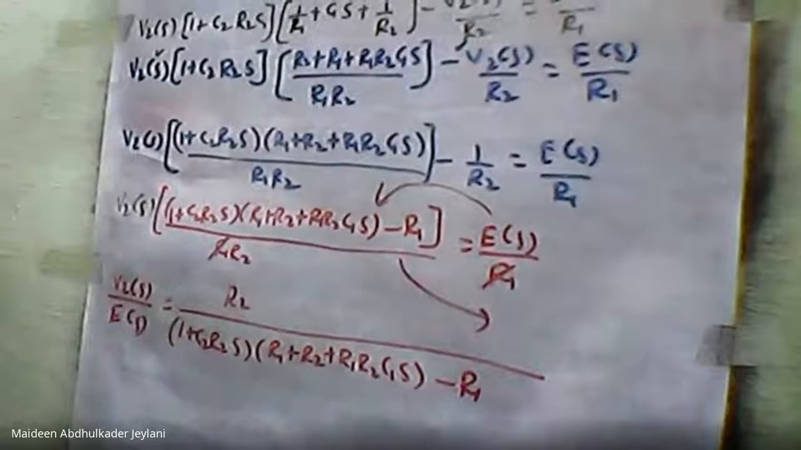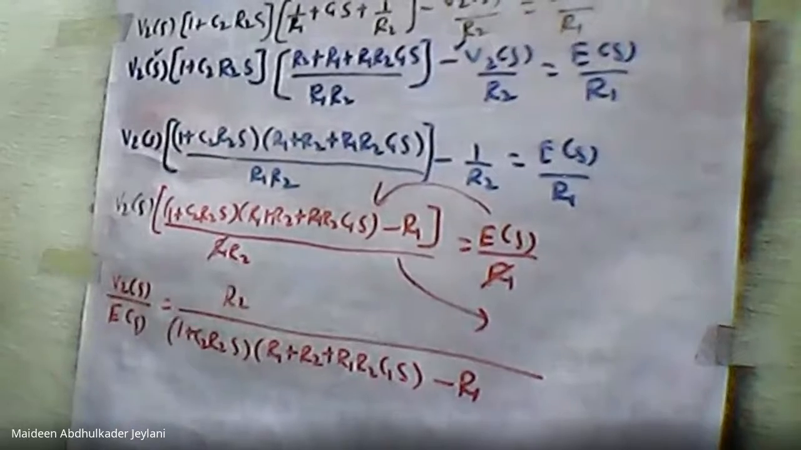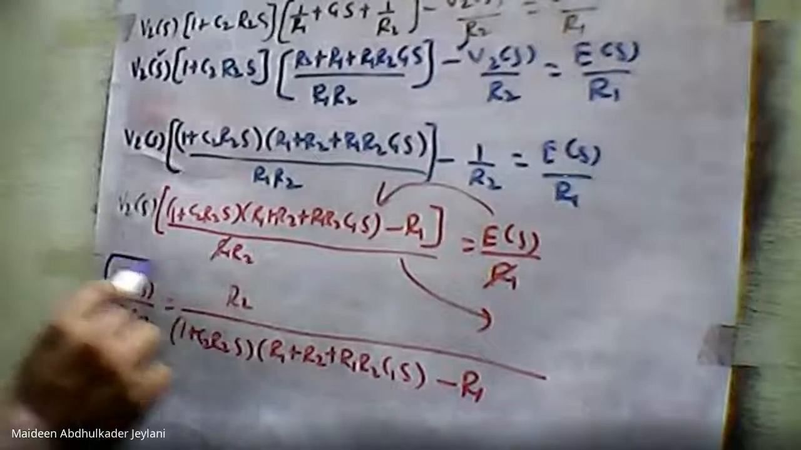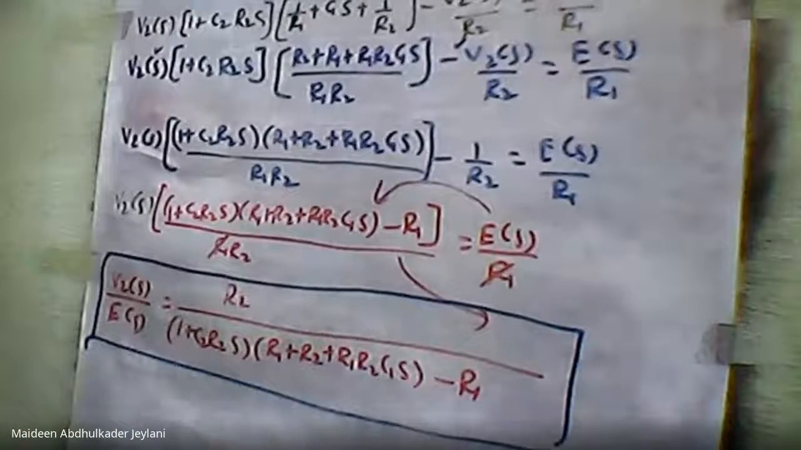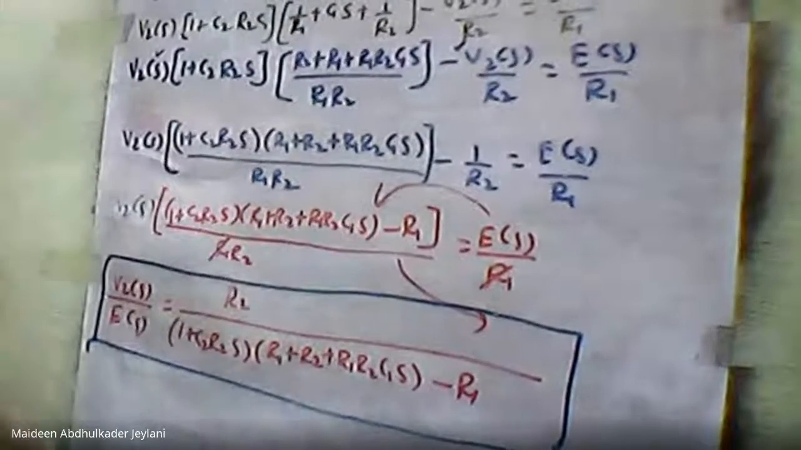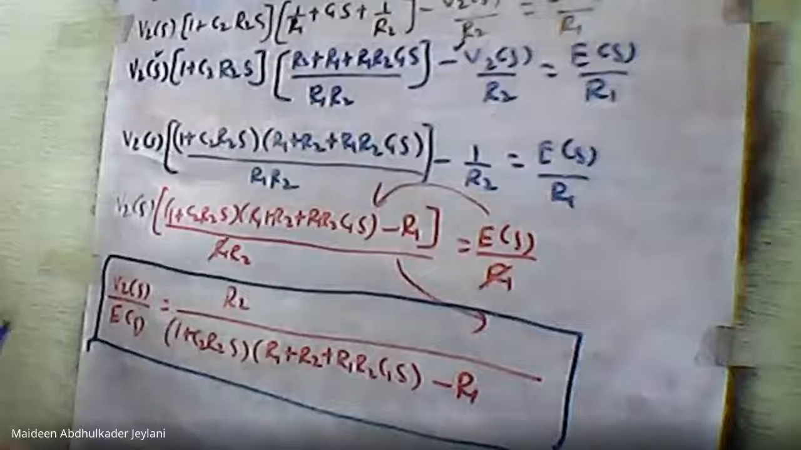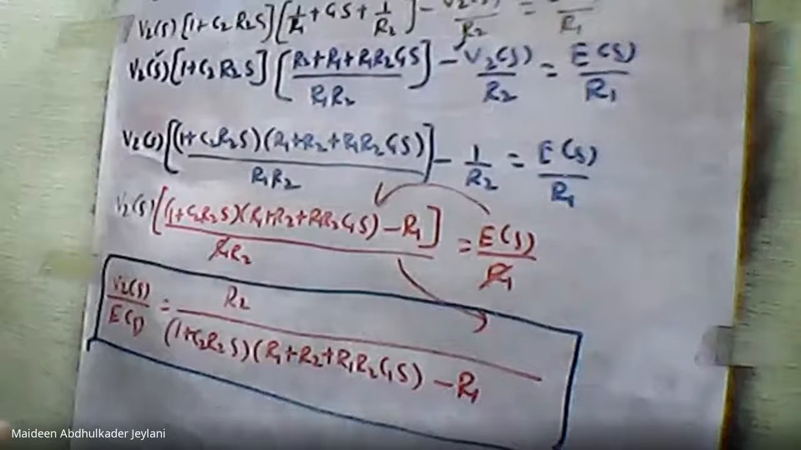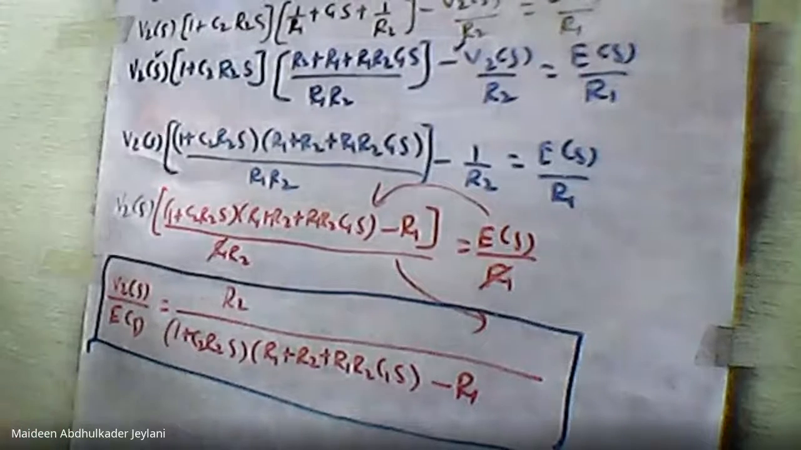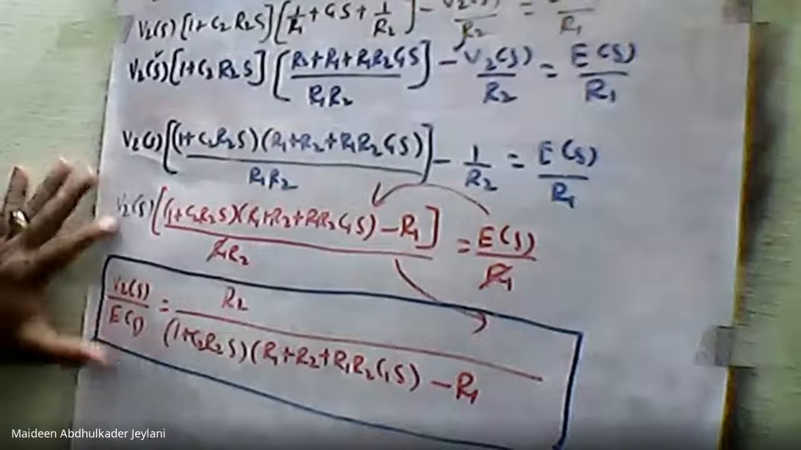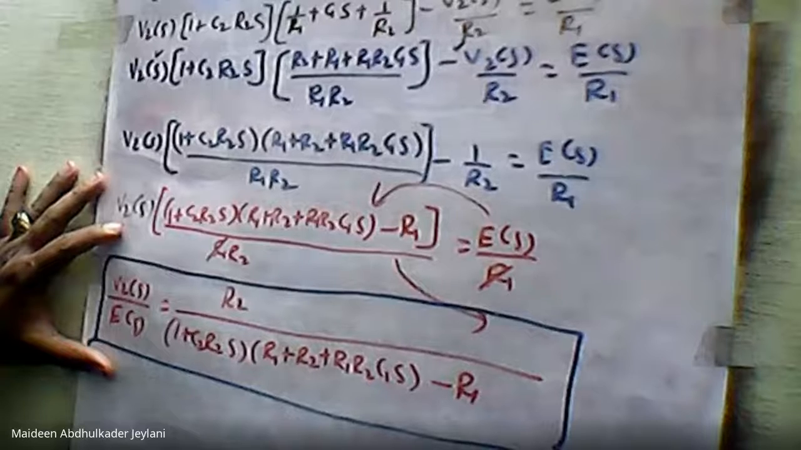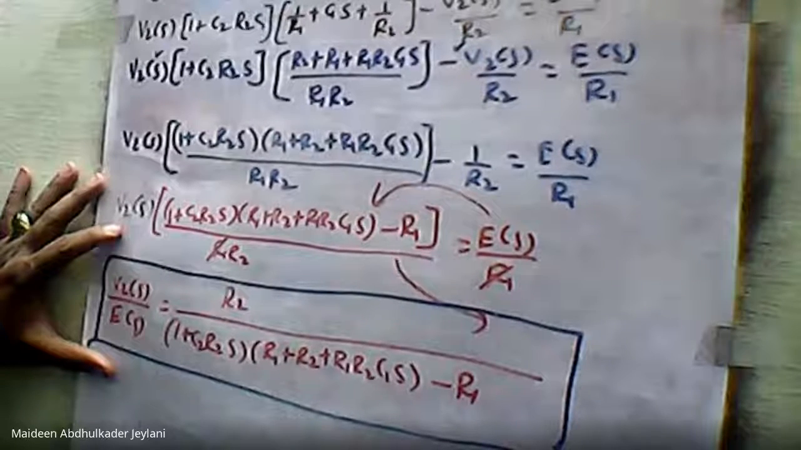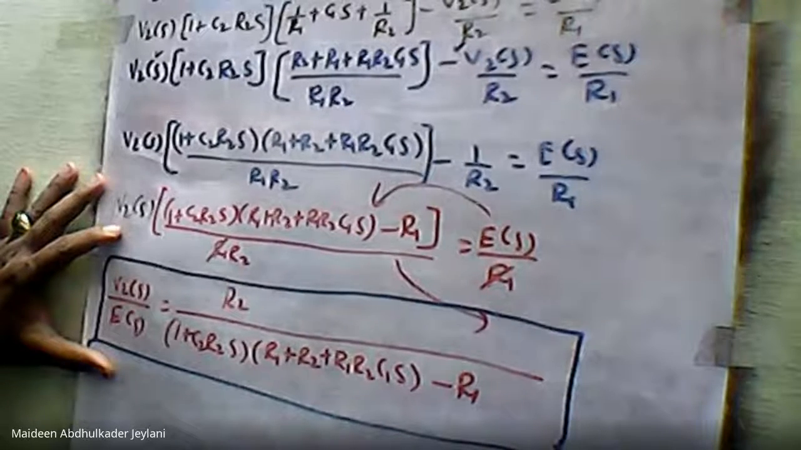So this is what our final transfer function for the given electrical network or electrical system. Any doubt on this? If you have any doubt, you can ask now. R2 divided by 1 plus C2 R2 into S plus R1 plus R2 plus R1 R2 into S C1 minus R1.